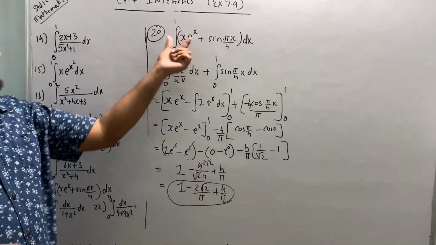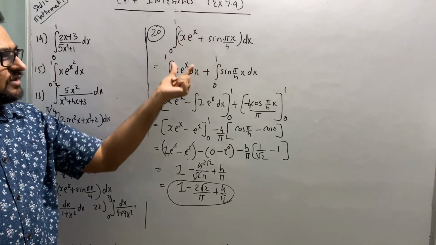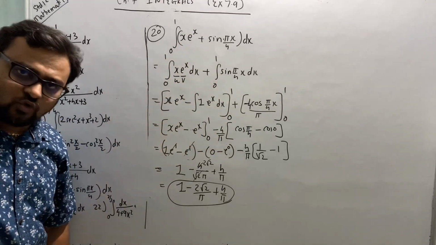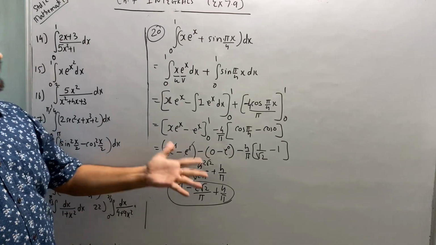See here, we had separated it, and this we had done by the method of UV, and finally put the upper limit and lower limit. Clear? So this was question 20.